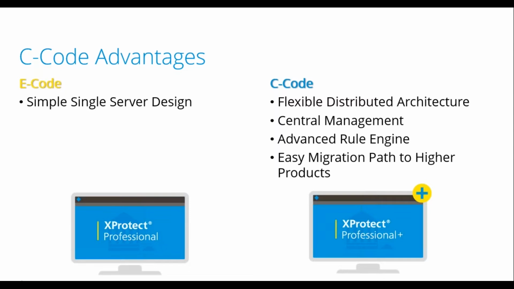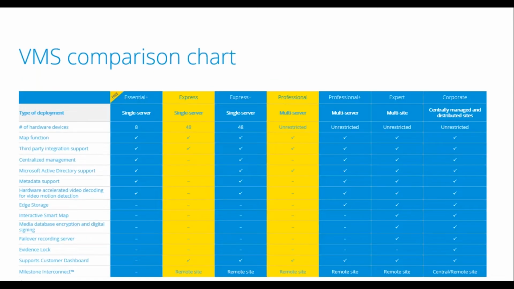It's time to say goodbye. So we're moving to C code. C code's newer, more modern, has a more flexible architecture, centralized management, a rule engine to make it easy to manage your system, and an easy migration path to move from product to product. So you could start with, say, Express Plus, and with a simple license change, go to Professional Plus or Expert, and so on.